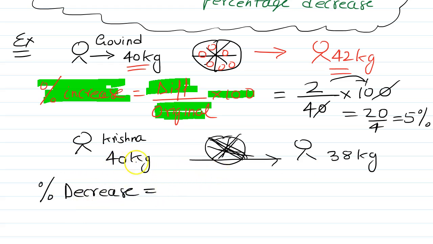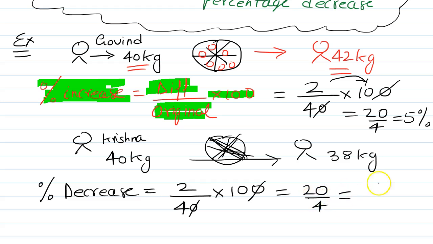So percentage decrease, now change. So 40 take away 38, that is 2. Don't go for minus because we have already written decrease. Original weight, that is 40, and you times by 100. So 2 over 40 times by 100. So top zero cancels by bottom zero. So 2 times 10 is 20 and divided by 4. 20 divided by 4 is again 5%.